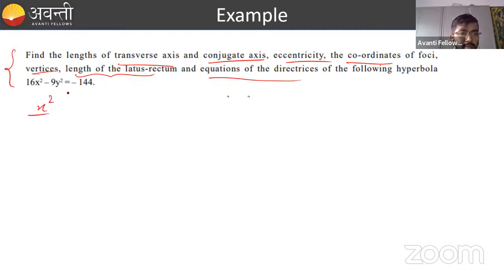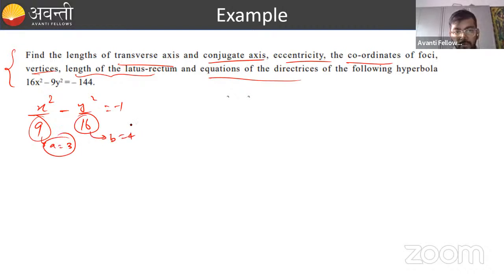So the equation of the hyperbola, divided by 144 throughout. So it becomes x square by 9 minus y square by 16 equals minus 1. So here again, a is 3, b is 4.